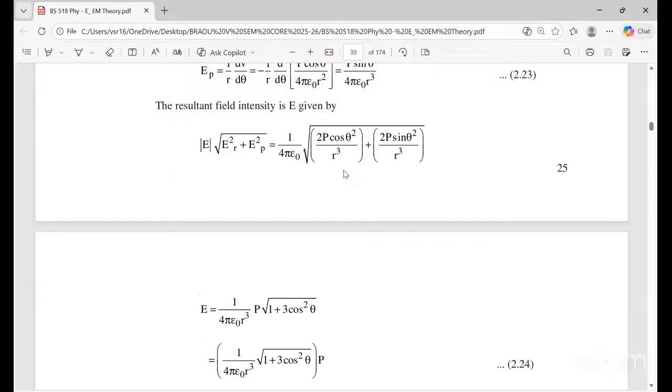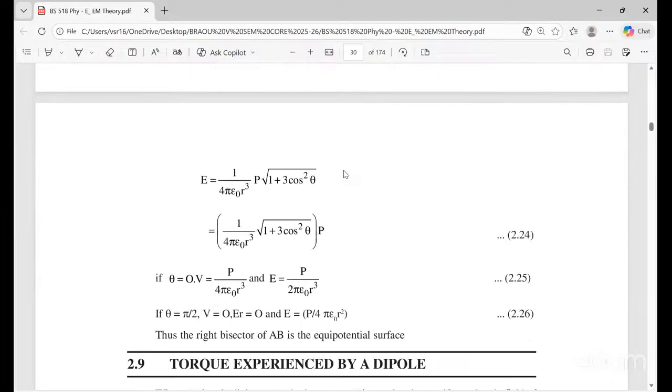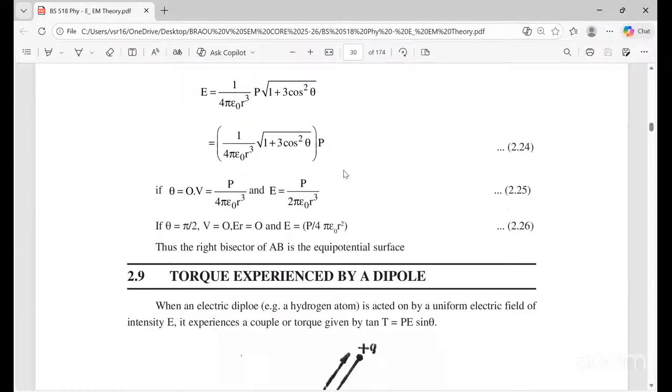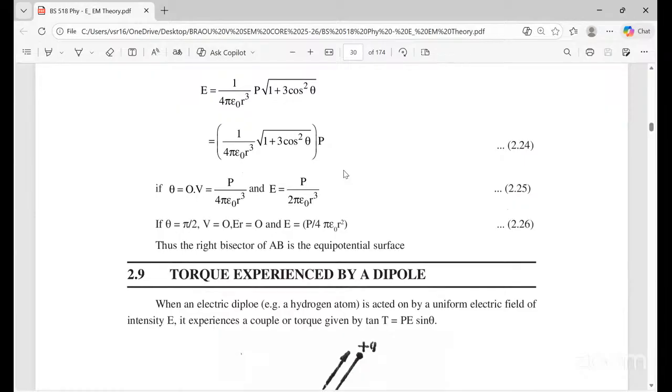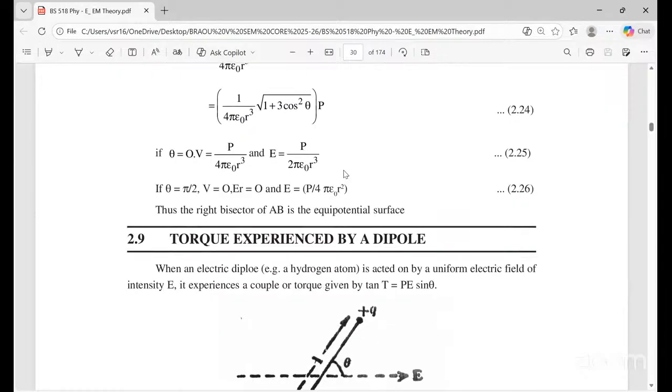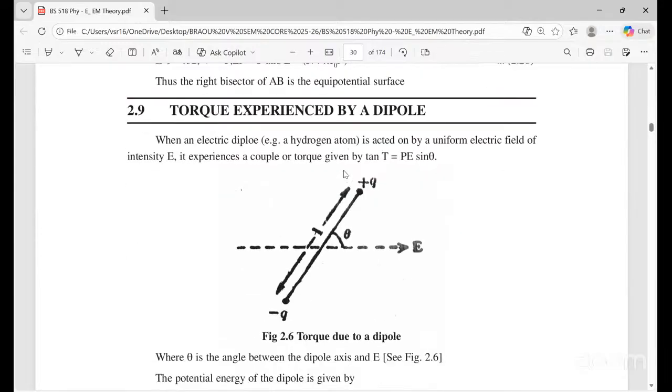So here 1 by 4 pi epsilon naught, by substituting these values you may get the E value. The V value is P by 4 pi epsilon naught R cube. Similarly, the electric field value is P by 2 pi epsilon naught R. That is the case. Okay, most important question.